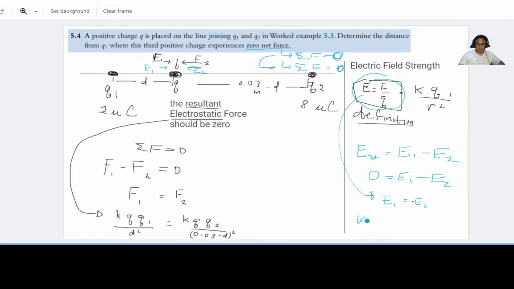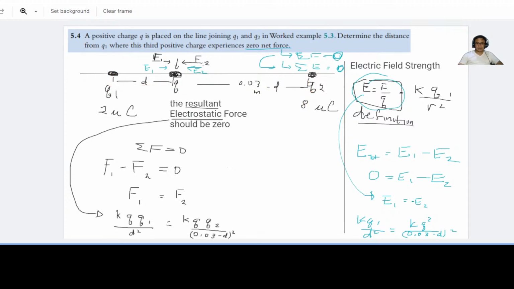This is going to be K Q1 over r, which is D squared. That's going to be equal to K Q2 over 0.03 minus D, the whole thing squared. Now, why do we subtract D? Because remember that the force depends on the distance. So this Q is a distance D from here. But this Q, we know that Q1 to Q2 is 3 centimeters.